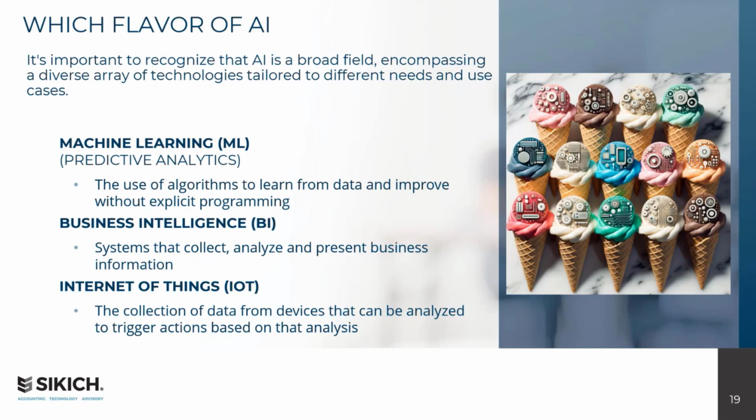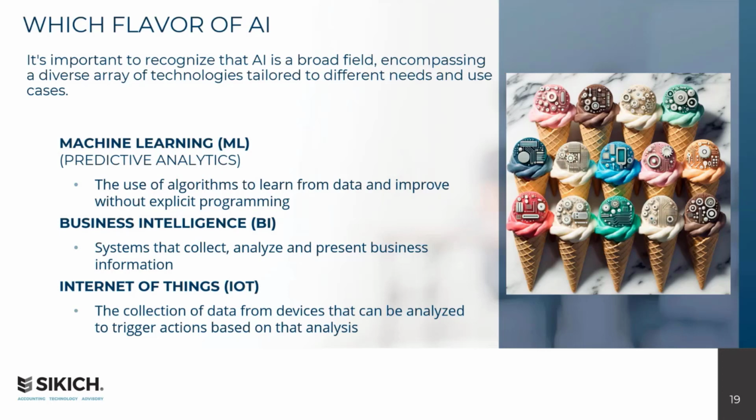So predictive analytics, the ability of machine learning to use algorithms to learn from data and improve without explicit programming. Or business intelligence, which is, a bunch of fancy reports, basically systems that can collect, analyze, and present business information. And of course, IoT, putting devices on your machines and producing that kind of data.